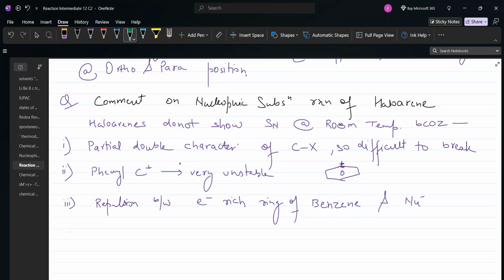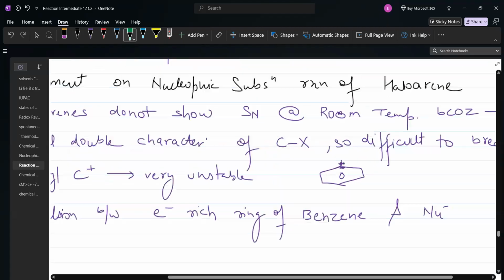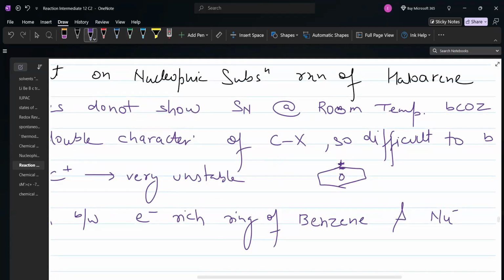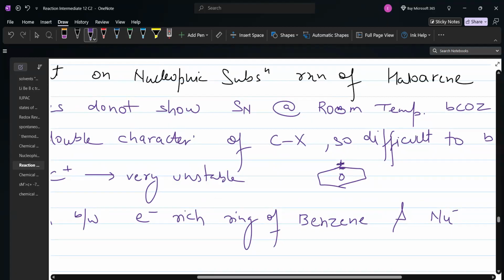Can anybody tell why the phenyl carbocation is very unstable? Why? I've already told you the reason. Because it has a partial double bond. No, the bond has already been broken, and we are taking the extreme case that positive charge is present on this phenyl, in this benzene. So why is the positive charge very unstable here?